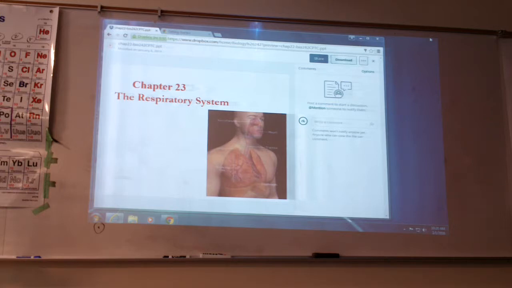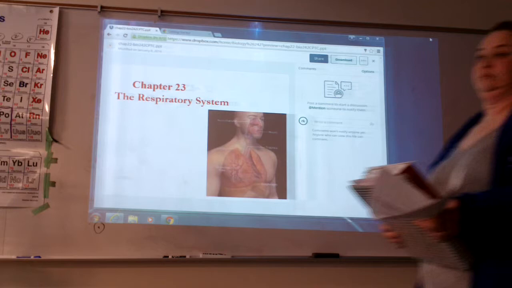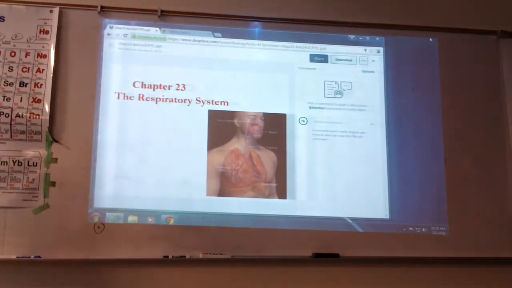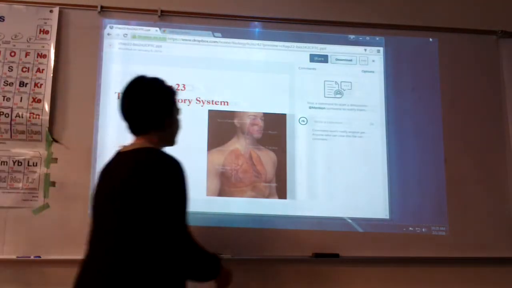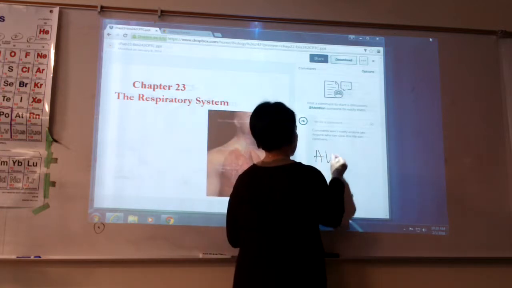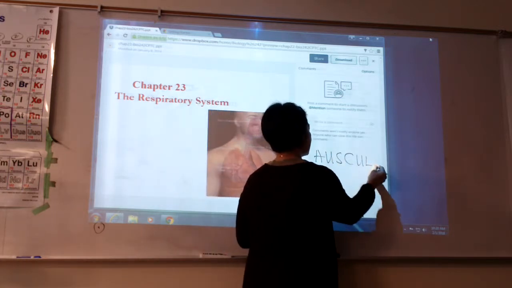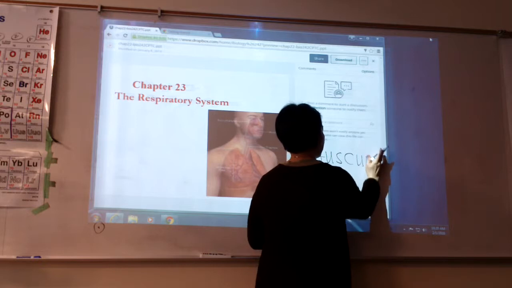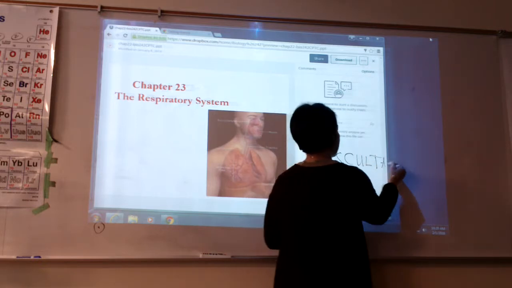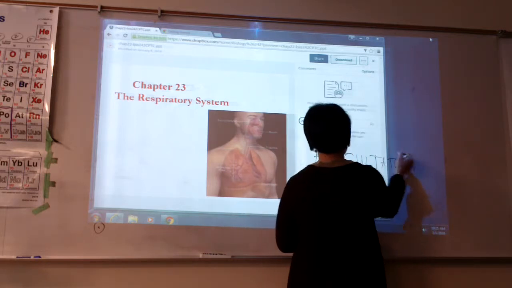Do you know the difference between auscultation, palpation, percussion? We did discuss that, right? No. Auscultation, these are skills, physical examination skills when we examine our patients.